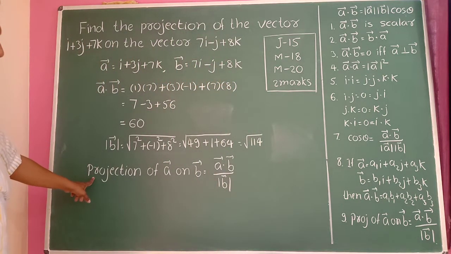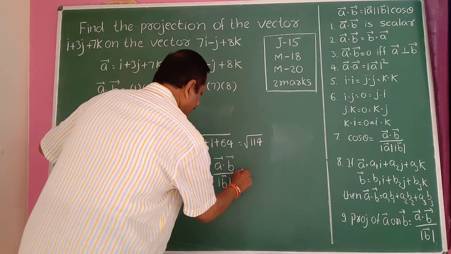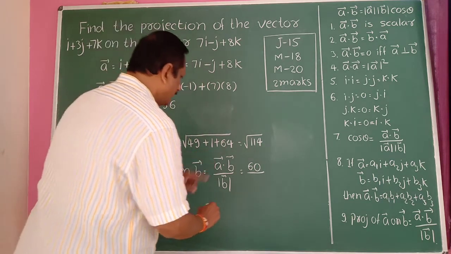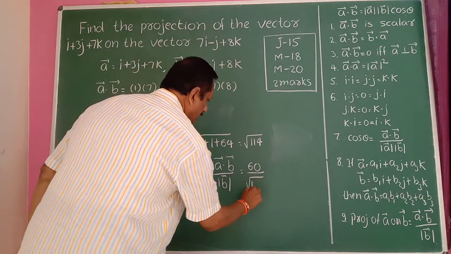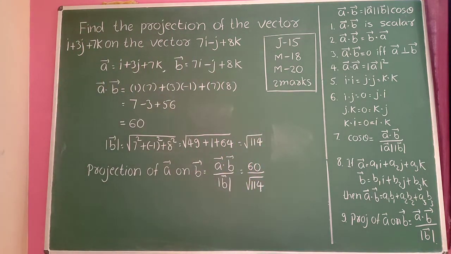So the projection of a bar on b bar: a bar dot b bar is 60 divided by modulus of b bar, which is the root of 114.